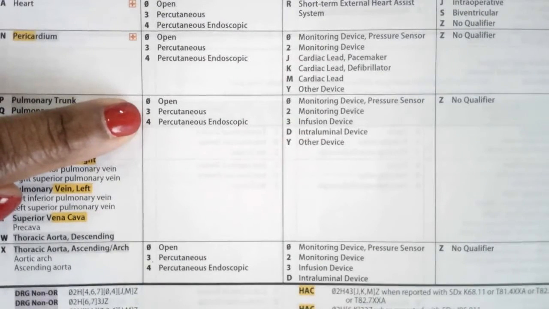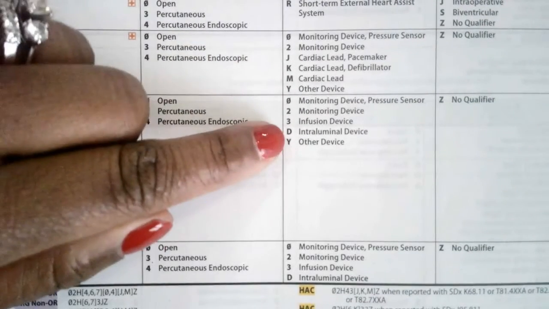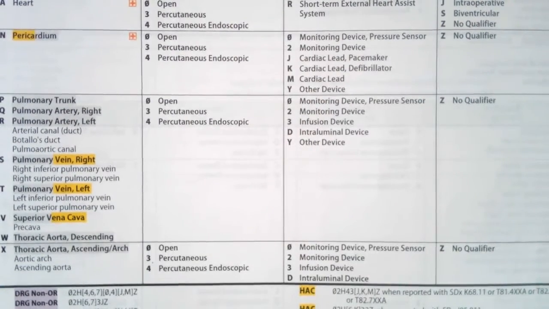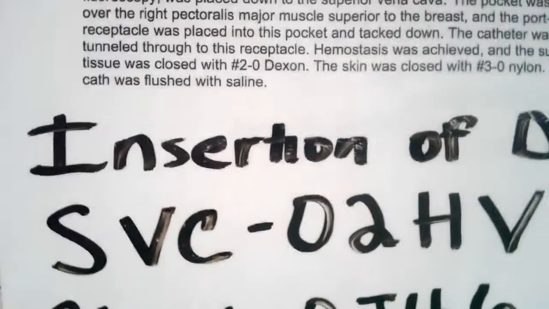And then the next question that you have to answer is, what type of device? Well, guys, remember I said from the onset, you have to know about your procedure. In this particular case, the patient is having an infusion device. Remember what a portacap is used for. So that's a 3. And then the last part, guys, is the qualifier, which there is no qualifier.